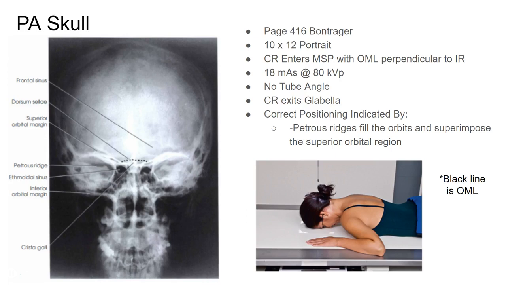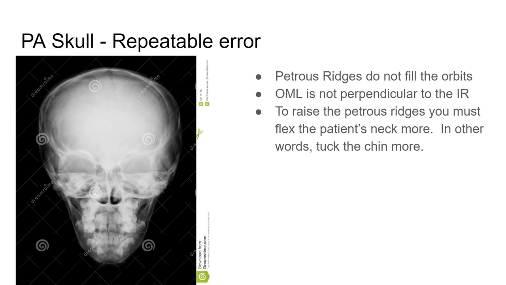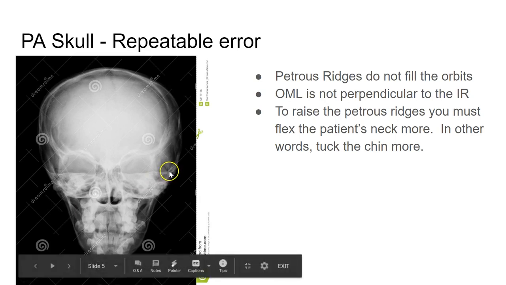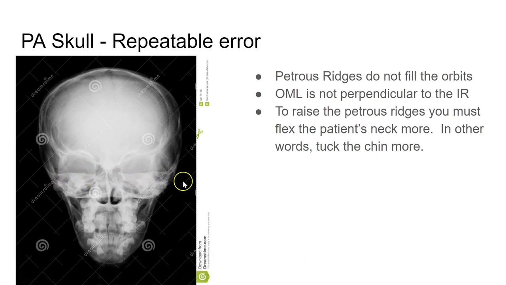I want to show you an example of a repeatable error with a PA skull. Notice how low our petrous ridges are. This is absolutely repeatable. We need to raise the petrous ridges. They need to fill the orbits. That tells me that OML is not perpendicular to the image receptor. So how do I fix this? Well, if you want to raise the petrous ridges, you need to tuck the chin more or flex the neck, however you prefer to think about it. By dropping the chin, that will raise my petrous ridges.